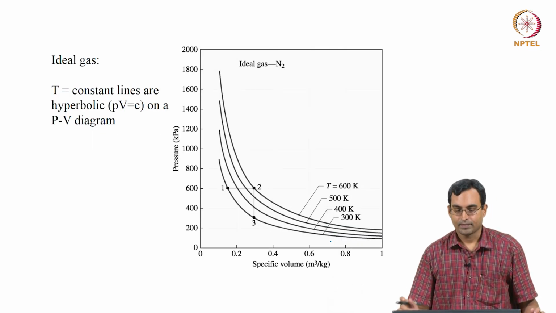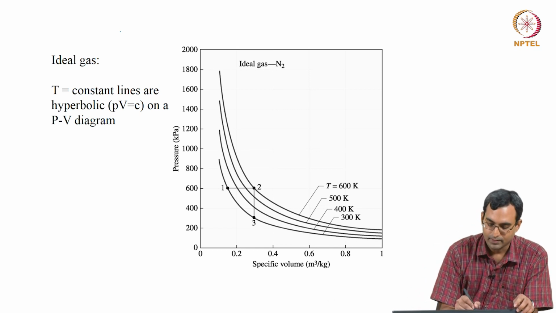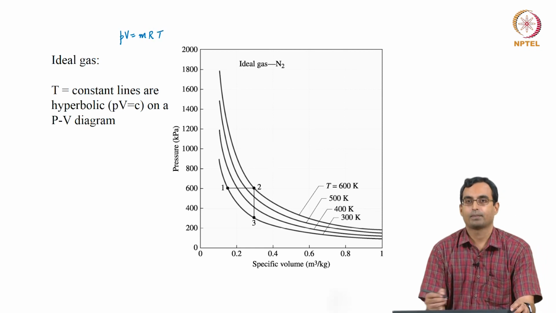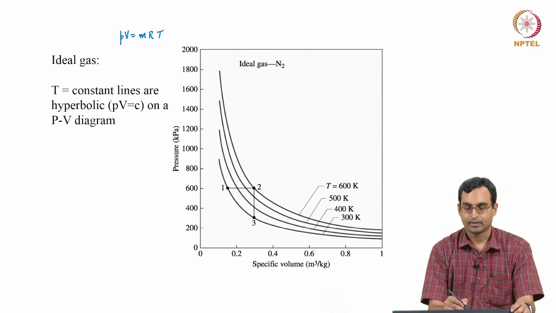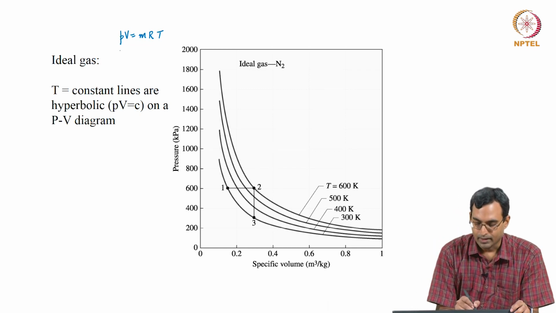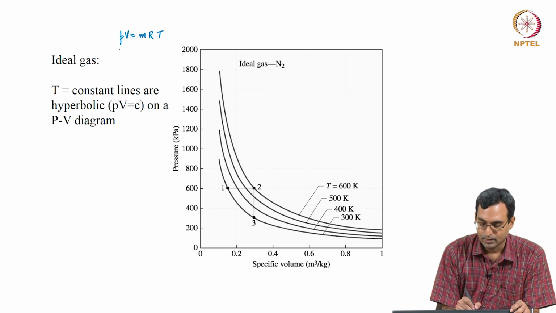So, if we have an ideal gas, we have the ideal gas equation of state, which is PV = mRT, where R of course is the specific gas constant, T is the temperature, m is the mass, V is the volume and P is the pressure. We can divide V by m here, which gives us Pv = RT.